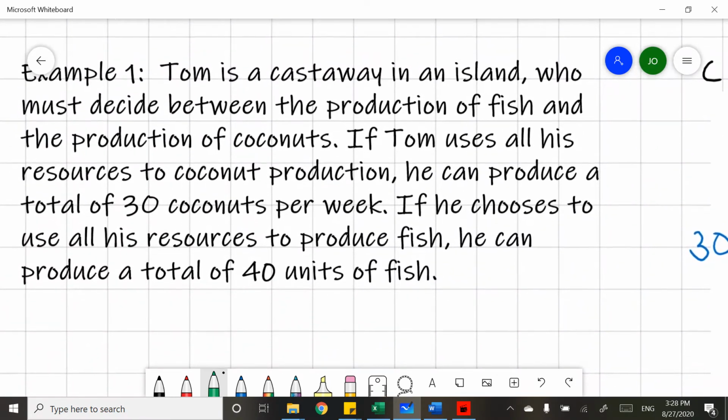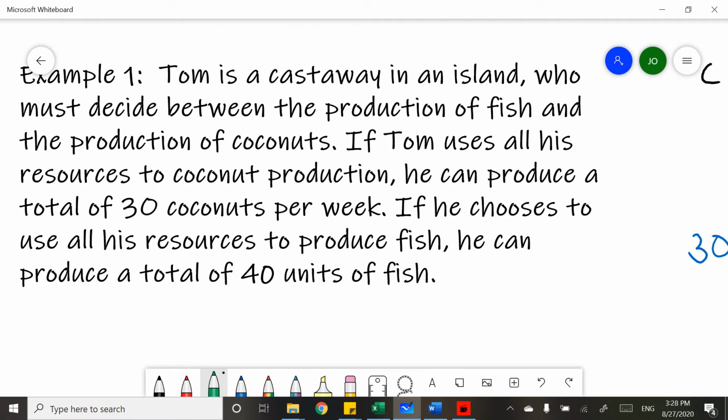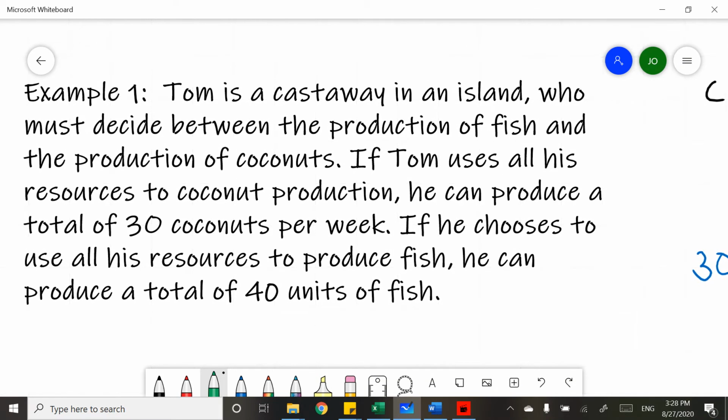Now, we have this example. Let me just read it real quick. Tom is a castaway on an island who must decide between the production of fish and the production of coconuts. If Tom uses all his resources on coconut production, he can produce a total of 30 coconuts per week. If he chooses to use all his resources to produce fish, he can produce a total of 40 units of fish. So what this paragraph is giving us is information on the total production that Tom can have.